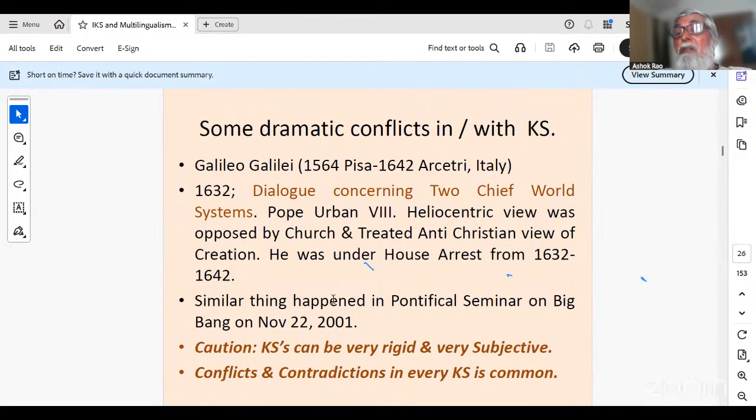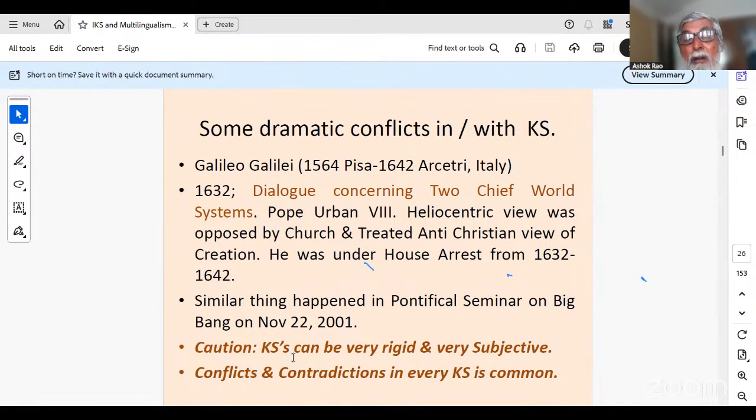The same thing happened when the Big Bang theory came about. There was another Vatican seminar on November 22nd, which involved Stephen Hawking also. And the Pope asked how the solar system and universe was formed, because the Bible says the universe was formed by God. Okay. So this is the way it is.